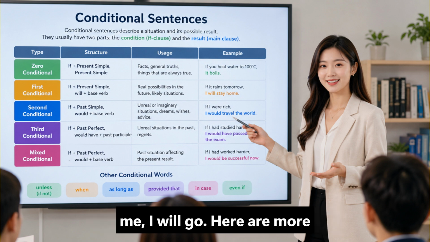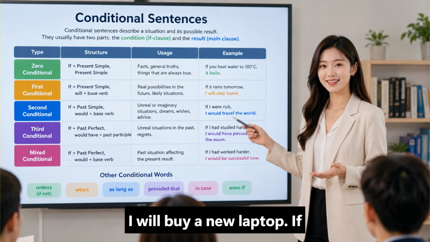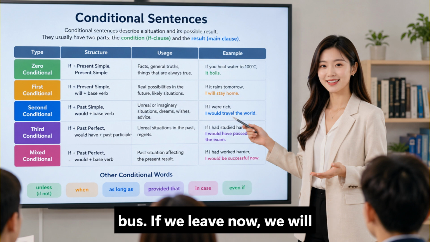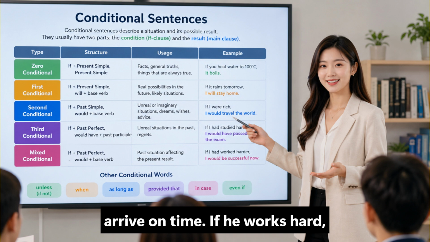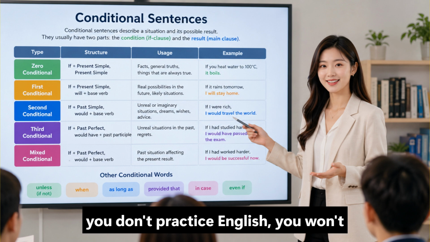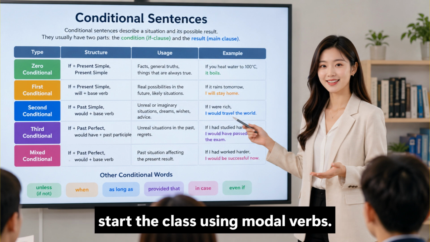Here are more examples. If I save enough money, I will buy a new laptop. If you don't hurry, you will miss the bus. If we leave now, we will arrive on time. If he works hard, he will succeed. Negative examples. If you don't practice English, you won't improve. If she doesn't come, we won't start the class.